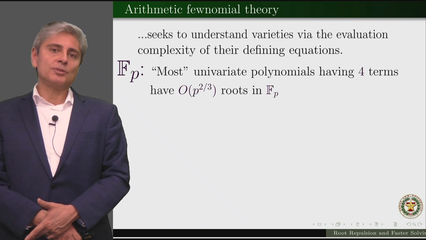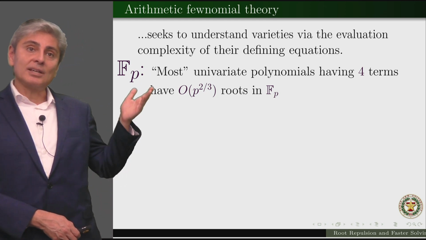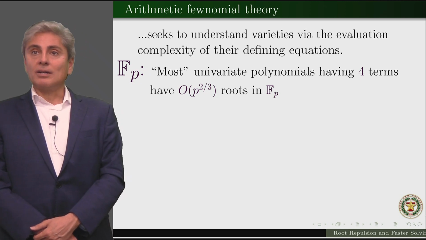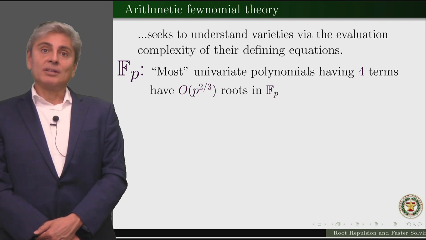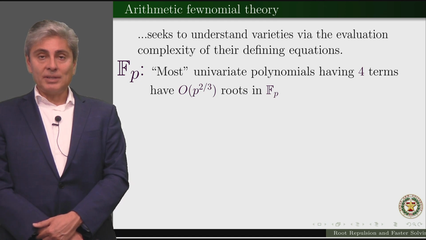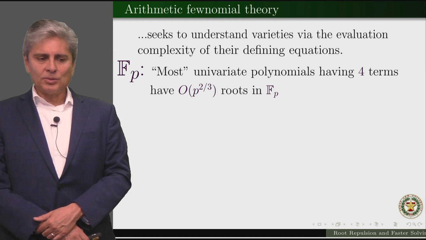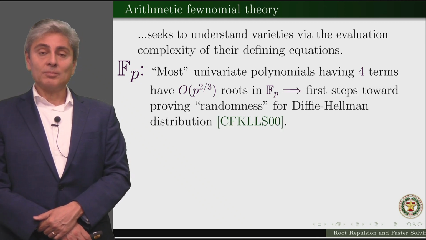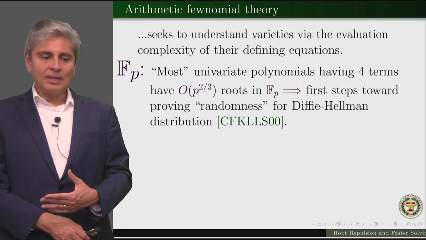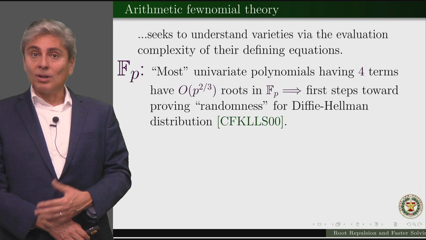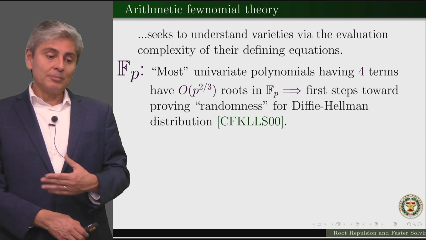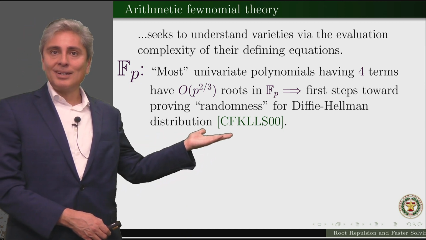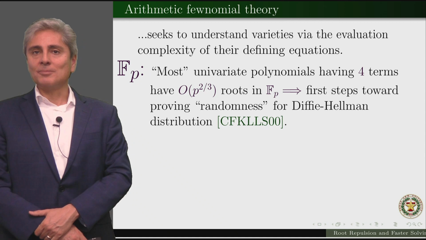An example of a result from arithmetic polynomial theory would be something, say, over a finite field. One result would be, say, most univariate polynomials having exactly 4 terms have on the order of p to the 2/3 roots in F_p. This result was derived around 2000; I'll give you the reference. The interesting thing is it was one of the first steps towards proving the randomness for Diffie-Hellman. This is a particular distribution having to do with a particular cryptographic protocol. Certainly the question of randomness is not settled yet, but it was a very important step done by these authors, Canetti, Friedlander, Konyagin, Lieman, Shparlinski.